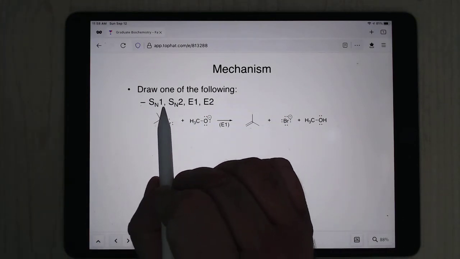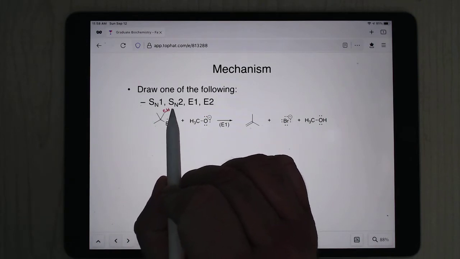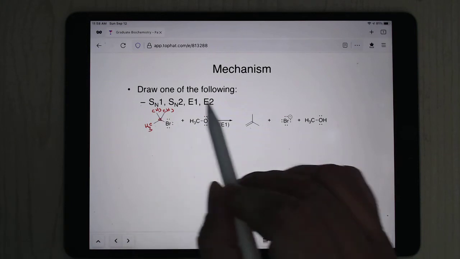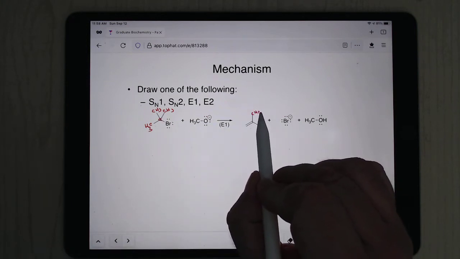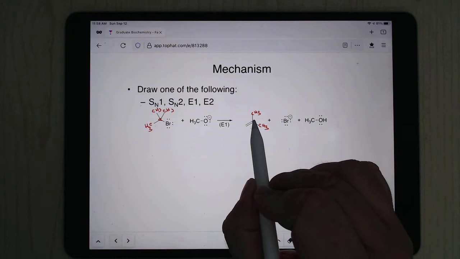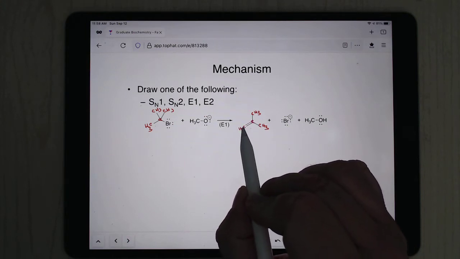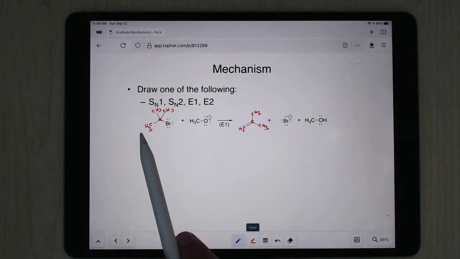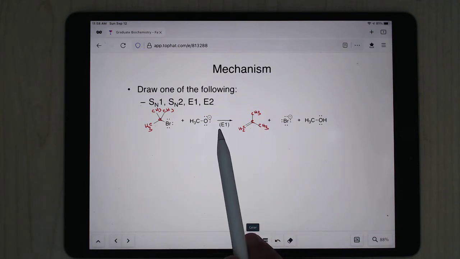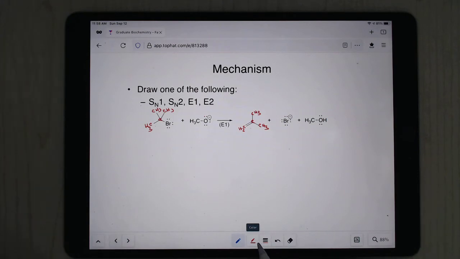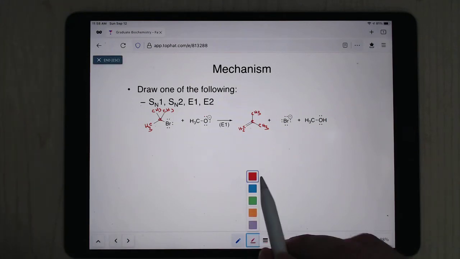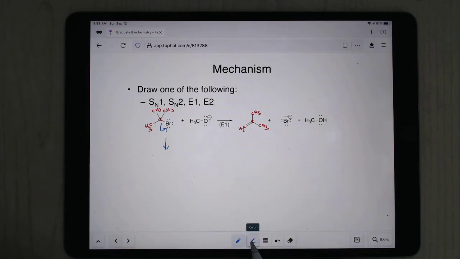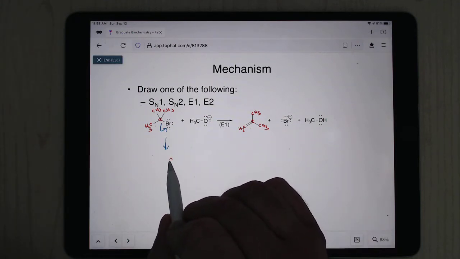draw in the hydrogens. So CH3, CH3, CH3, C. Here we have CH3, CH3C, CH2. We're going to be grabbing a hold of one of these hydrogens. It's an E1 mechanism, and I'm going to tell you which one I want to see. But for an SN1 and E1, the mechanism is exactly the same. The leaving group leaves, and you're left with this. So CH3.